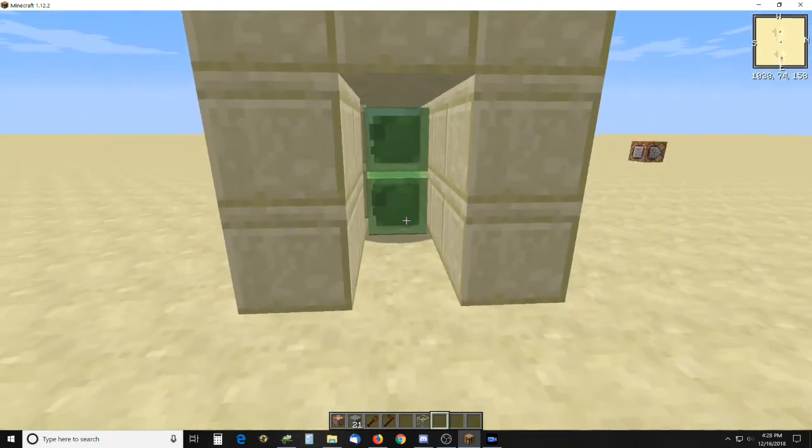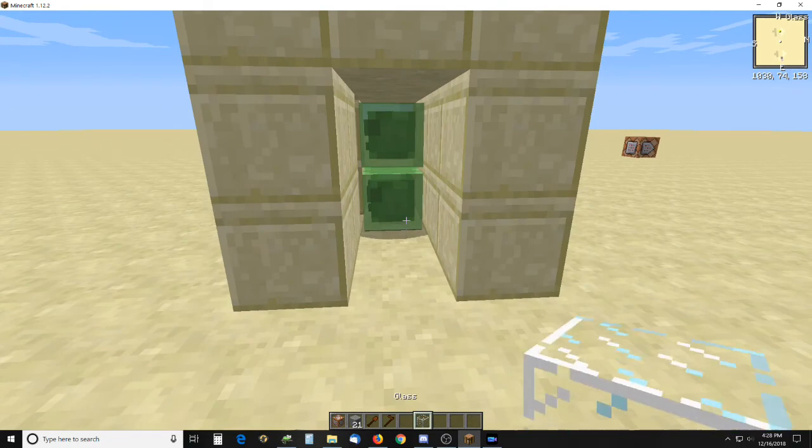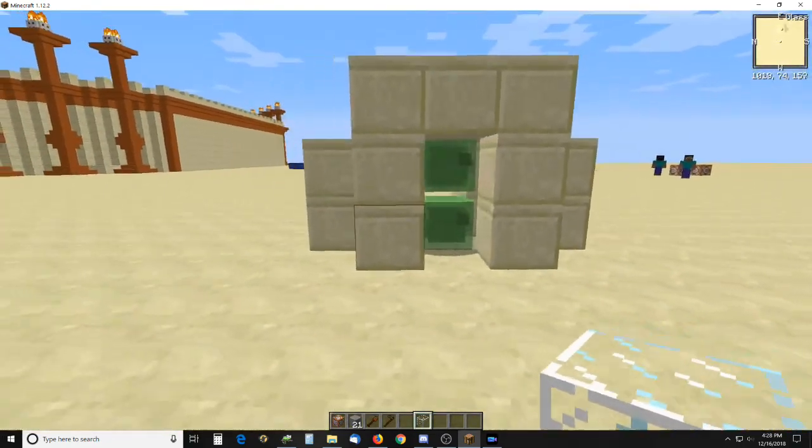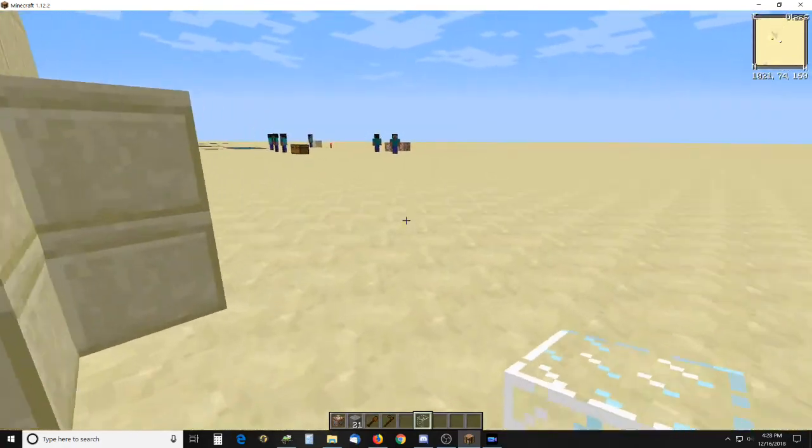I don't know, they're just some cool doors that you could have for your passageways. There you go. See, he straightened out. That's pretty good.